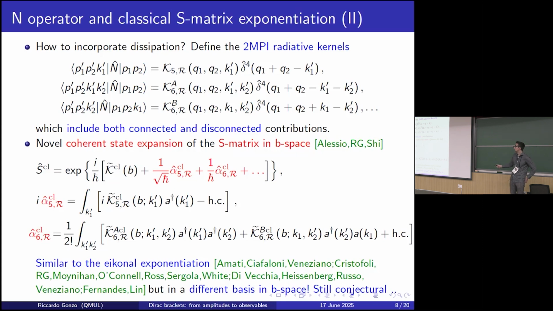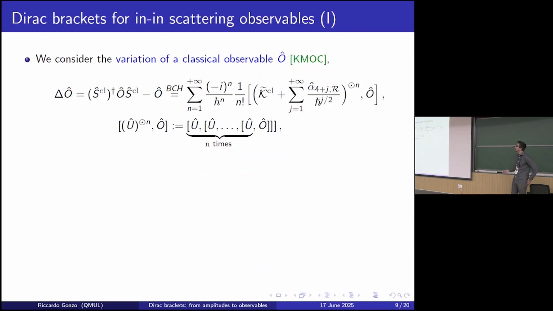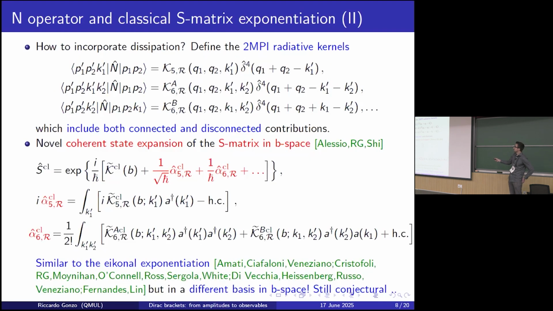This is very similar to the exponentiation, but I think it's on a different basis in this space. And there's still some conjectural part about exponentiation, which hopefully we'll clarify in the future. So with this kind of idea, what's nice is that before there was an operator here. So the arithmetic was written as an operator. Now you have a scalar function.